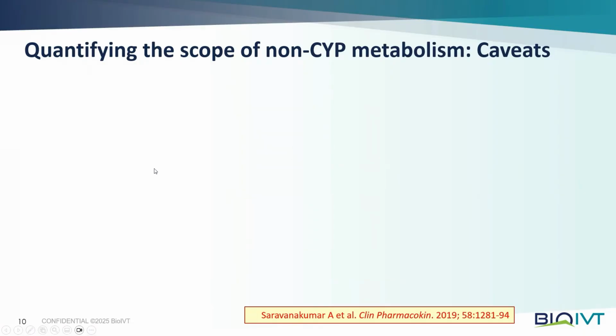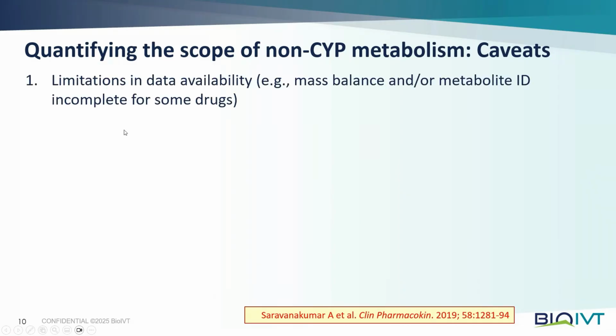So quantifying the scope of non-CYP metabolism caveats. I do want to go into the caveats because it's important to understand that when you're looking at what are the most important non-CYP enzymes, first off, there are limitations in data availability. So either mass balance or metabolite ID may be incomplete for some drugs. So for some of you who have looked at a lot of investigator brochures or even the briefing documents for the FDA and NDA package, you'll find there are going to be gaps. That's just part of some programs for certain drugs.